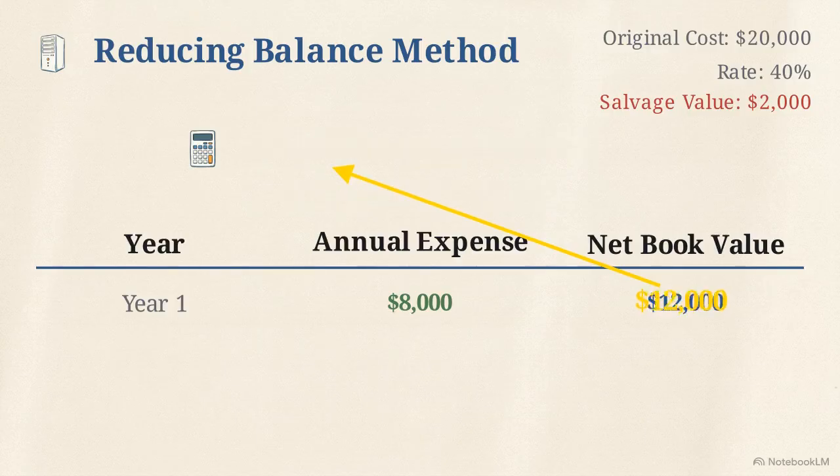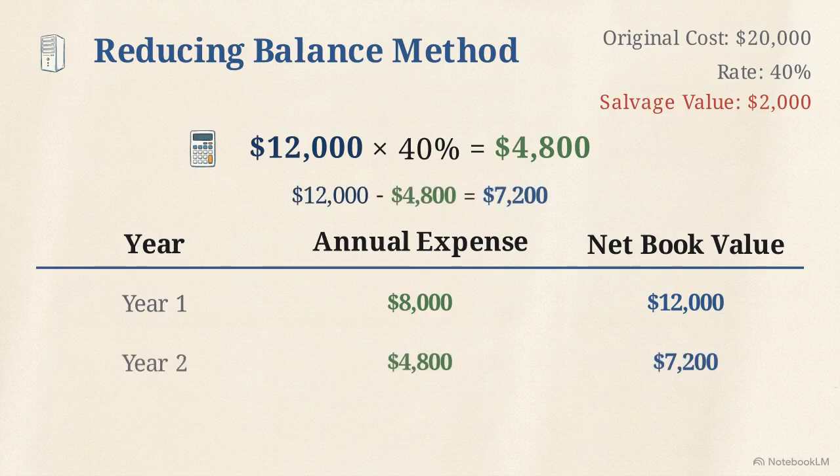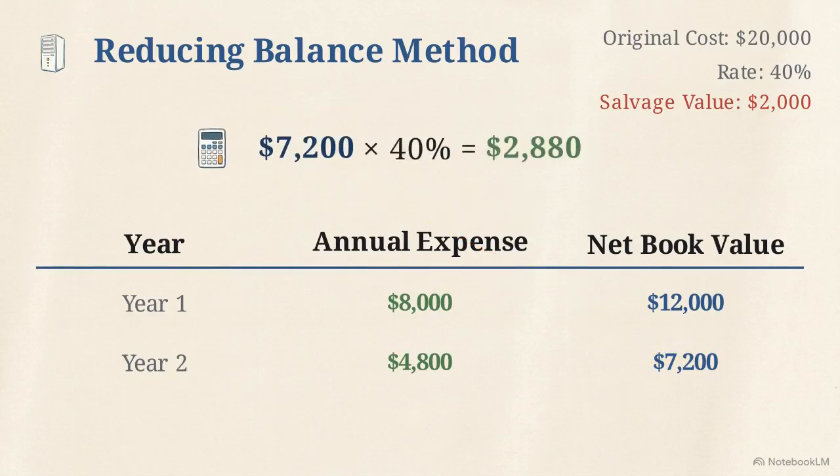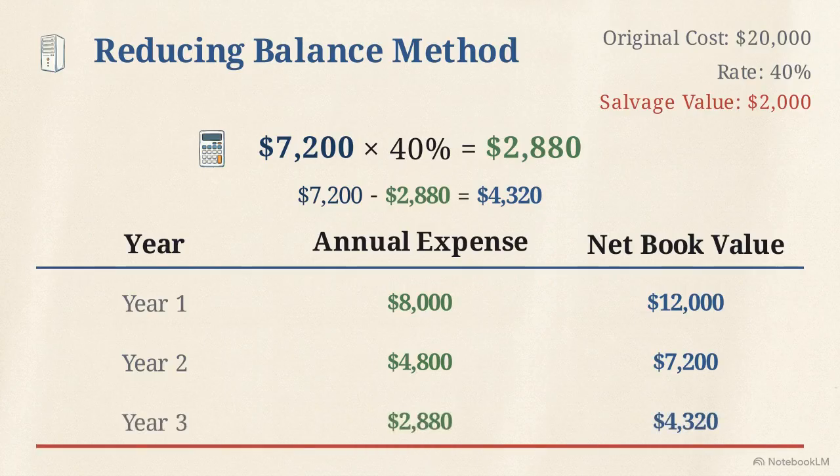In year 2, you must multiply your rate by this current net book value. Do not use the original cost again. 40% of $12,000 gives us a $4,800 expense for year 2. Our net book value drops to $7,200. By year 3, the annual expense shrinks further to $2,880. Observe one hard stop rule. Stop depreciation the moment net book value hits your predetermined salvage value, regardless of the formula. This front-loaded method mirrors technology's rapid obsolescence, keeping the balance sheet grounded in market reality.